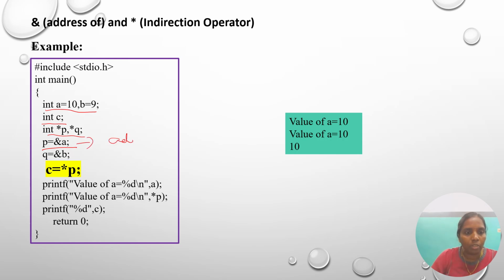So this is the address of A, and Q will hold the address of B, and C equal to *P will hold the value of A. And in this printf statement, the value of A is 10 and the value of *P is also 10, and printf C also holds the value of A, so the value is 10.